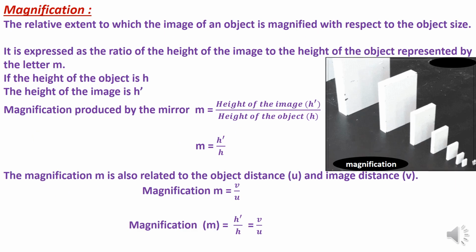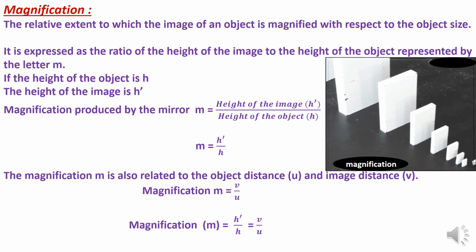Magnification produced by a mirror is the relative extent to which the image of an object is magnified with respect to the object size. That is, the extent to which the size of the image of an object is either smaller or bigger with respect to the size of the object. It is expressed as the ratio of the height of the image to the height of the object, represented by the small letter m. If the height of the object is h, the height of the image is h'. Mathematically, magnification produced by the mirror m is equal to height of the image upon height of the object. Symbolically, m = h'/h.